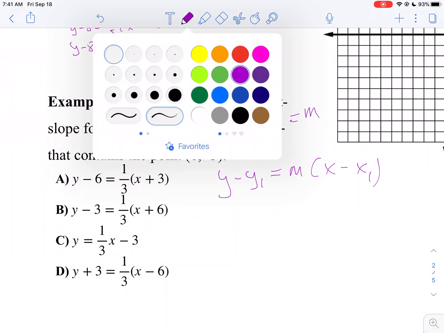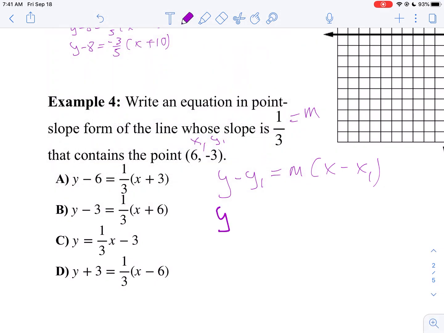So now let's substitute in what we know here. We're going to say y minus, your y coordinate is negative 3, equals our slope, which is 1/3 parentheses x minus 6. And once again, we'll say y plus 3. So we want y plus 3 equals 1/3 times x minus 6. So that choice you should have come up with is D.